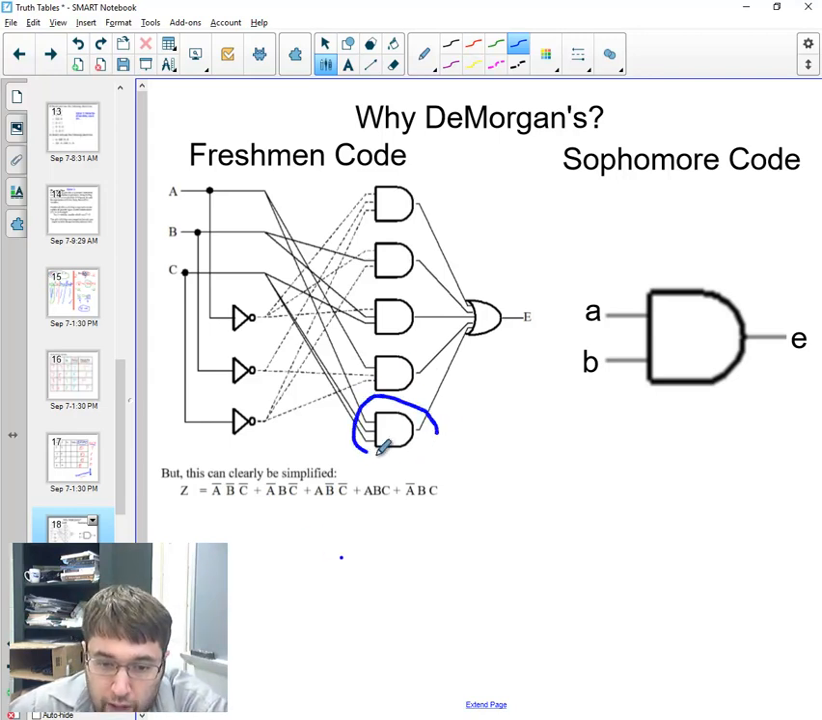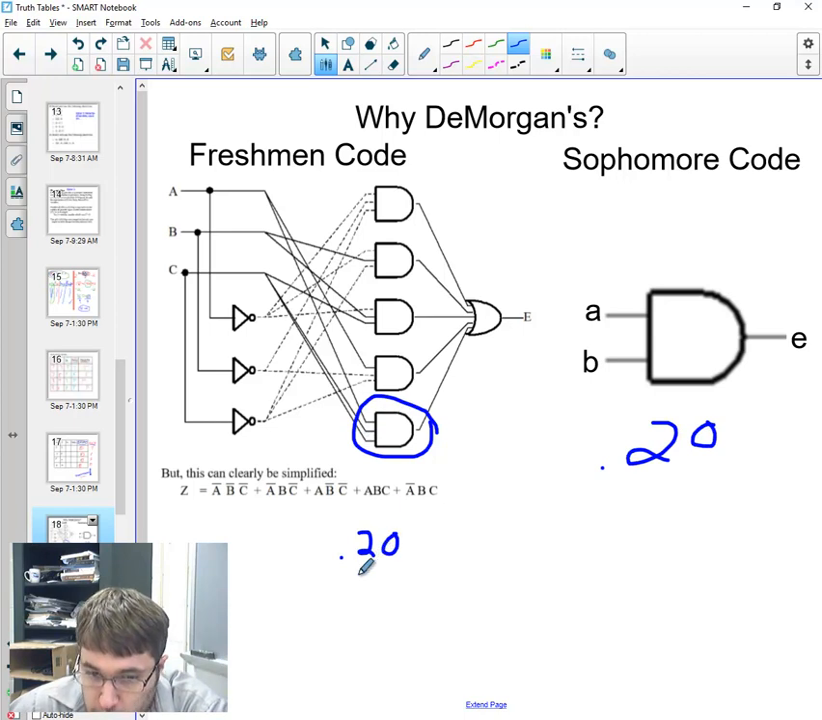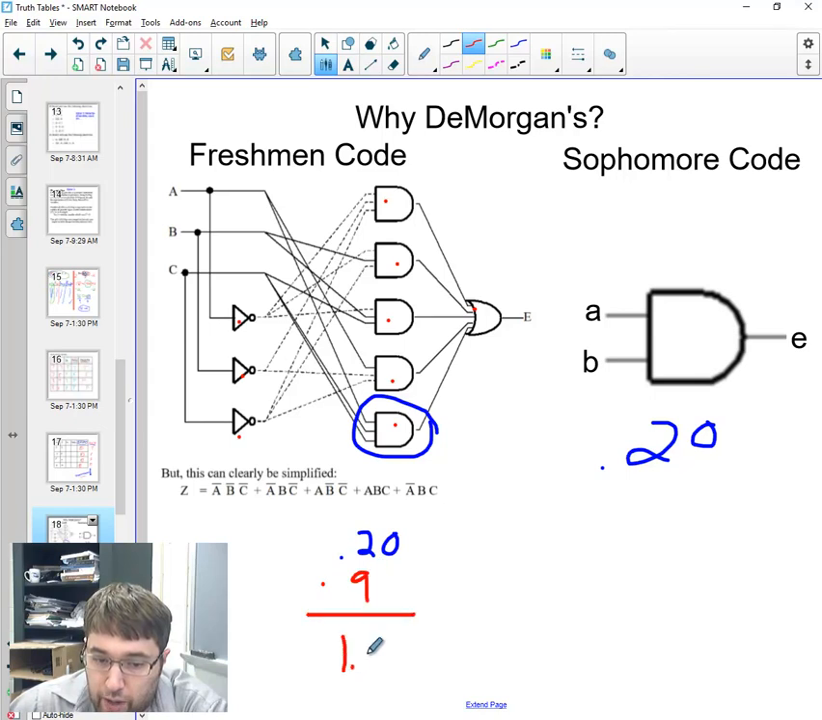If this one gate right here costs 20 cents, that means this one gate costs 20 cents. Technically, there's a 3 input, so it should cost 30 cents, but we'll just assume it's 20 cents. That means we have 1, 2, 3, 4, 5, 6, 7, 8, 9 gates. So we're going to multiply that by 9. We get $1.80. But this is just 20 cents. So it's $1.60. Who cares, right?